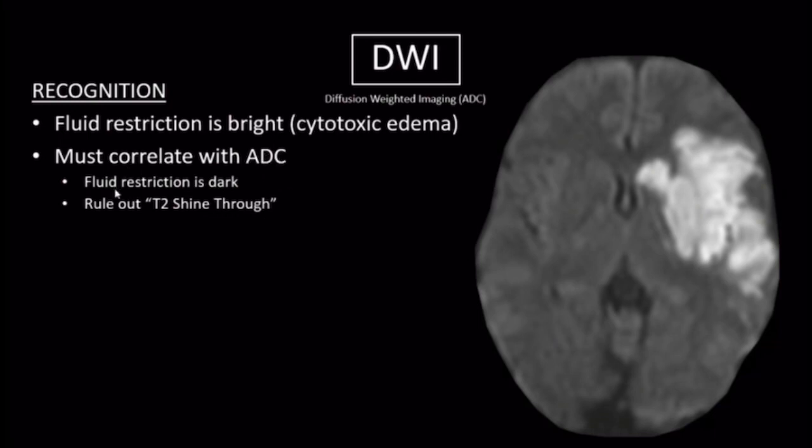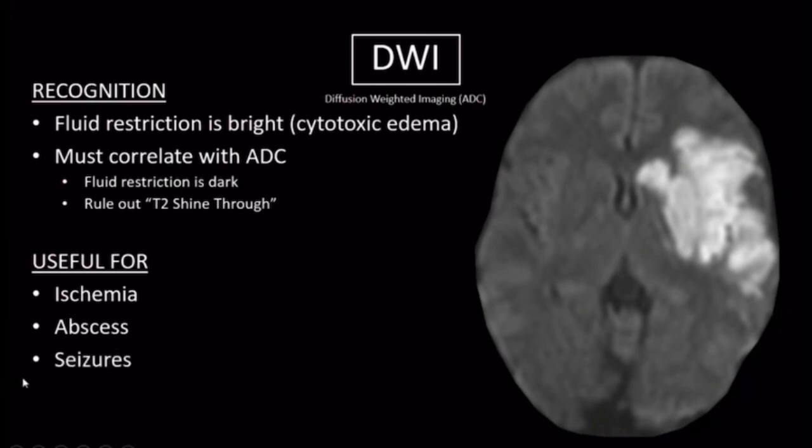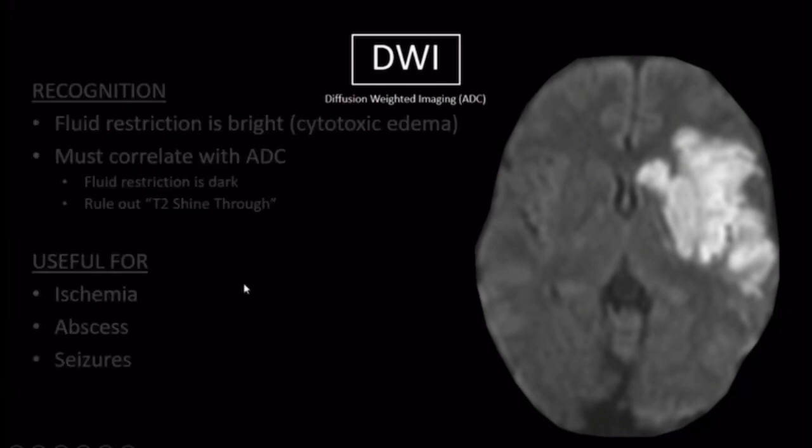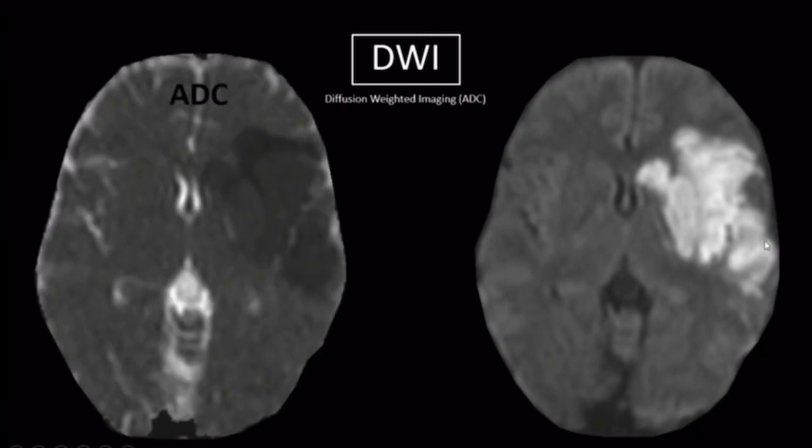So on ADC, fluid restriction will be dark, and again, we're using this to rule out T2 shine through. So it's useful for ischemia, abscesses, and seizures. And let's compare to our ADC. So bright on DWI, dark on ADC.